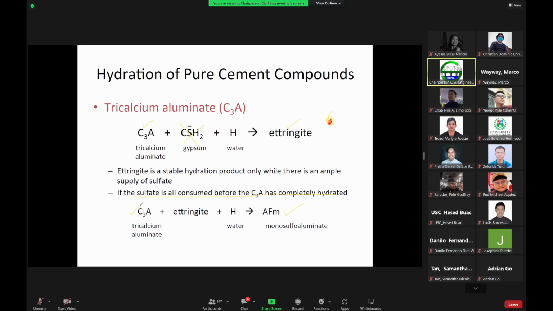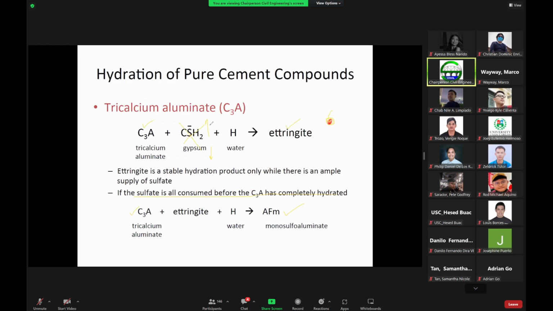Case one, if we have a low gypsum content. So if our gypsum is low, then what happens is your monosulfoaluminate can form really quickly. If this monosulfoaluminate forms really quickly, then we have a problem, which I'll discuss in the next two slides.